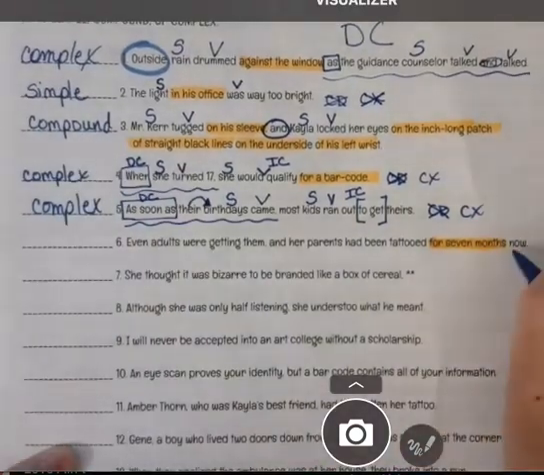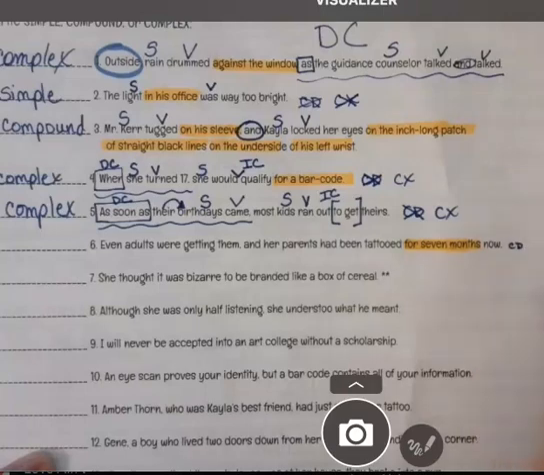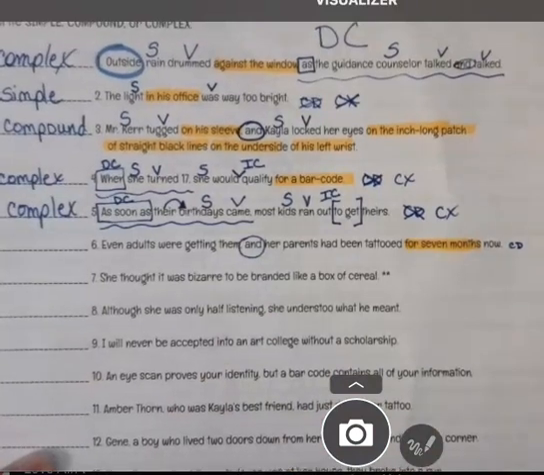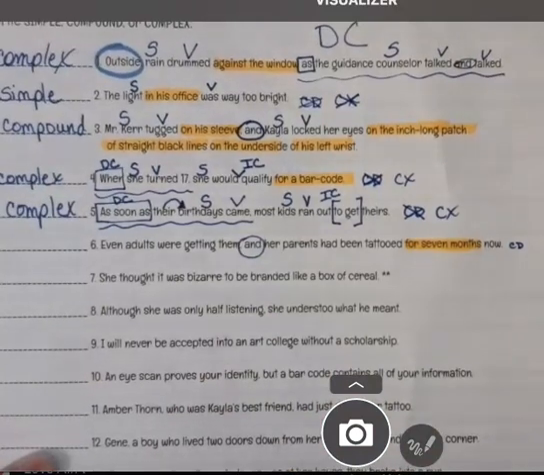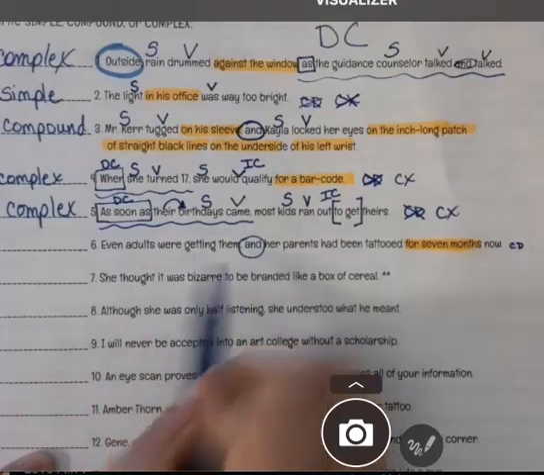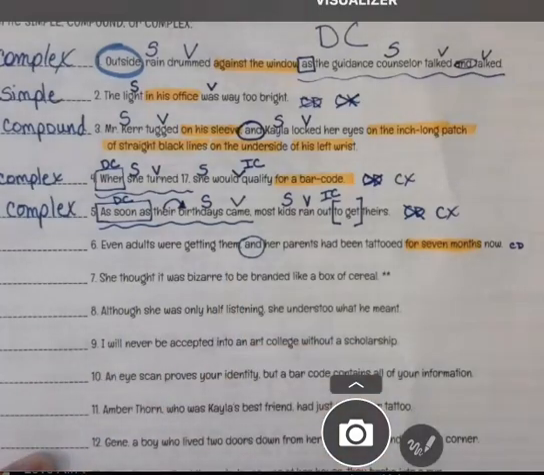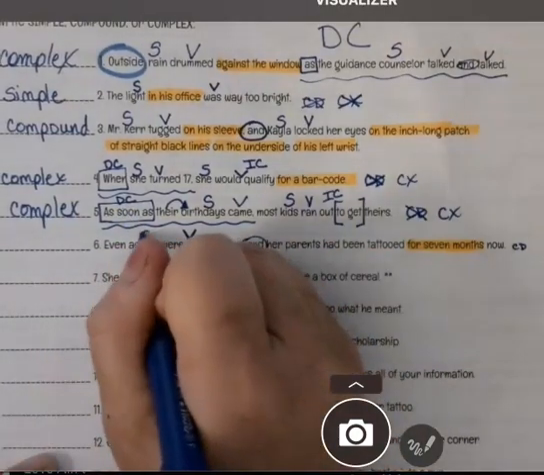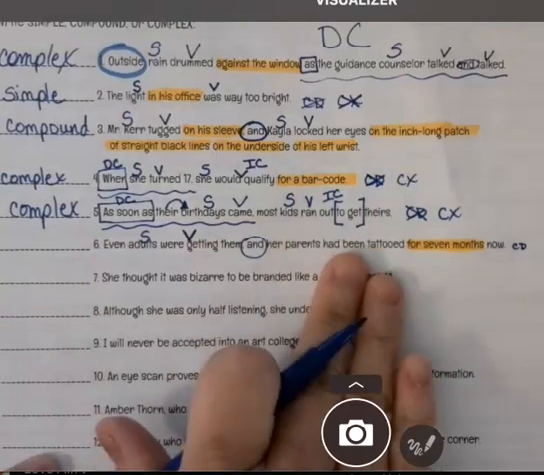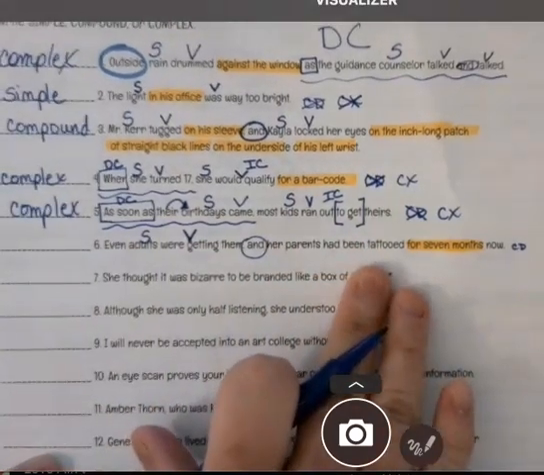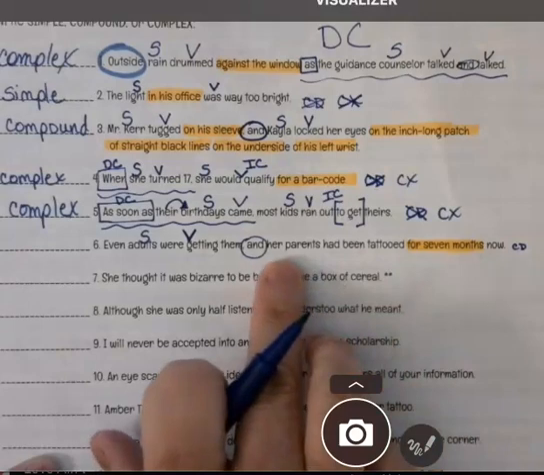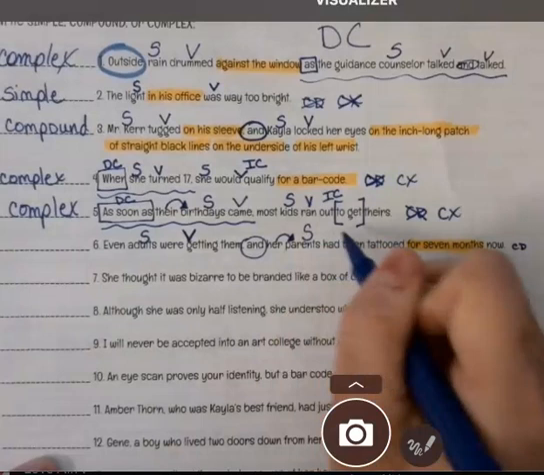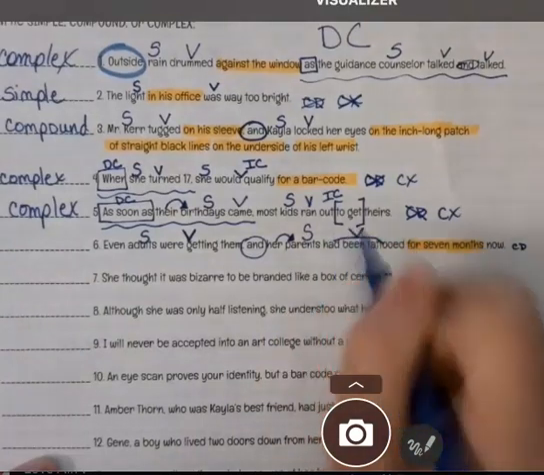Now I'm going to start by looking for a compound sentence. Do I see a comma and a conjunction? And I do. So now I'm going to see, is there a subject and a verb on both sides? Even adults were getting them. So I should look for the verb first. What's happening? Adults are getting. Who's getting? Adults are getting. And then on the other side, her parents had been tattooed. What's the subject? It's not her. Her shows ownership. It's describing her parents.